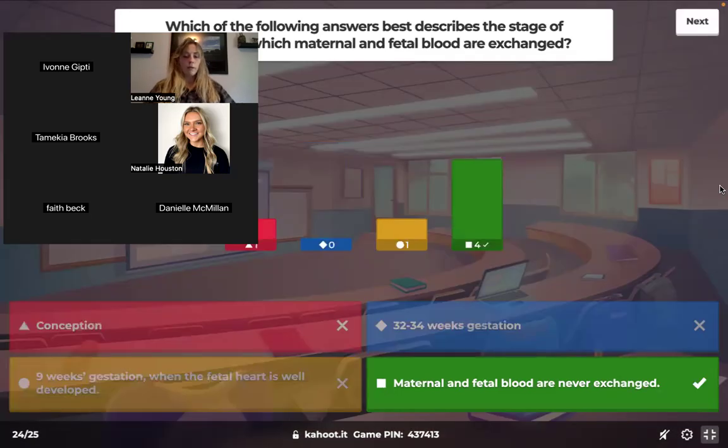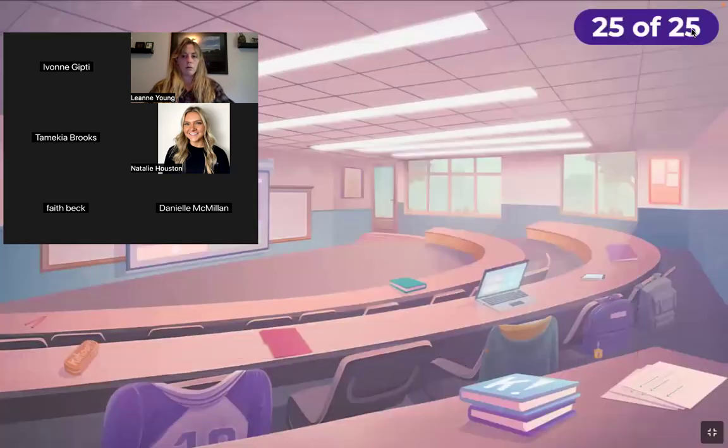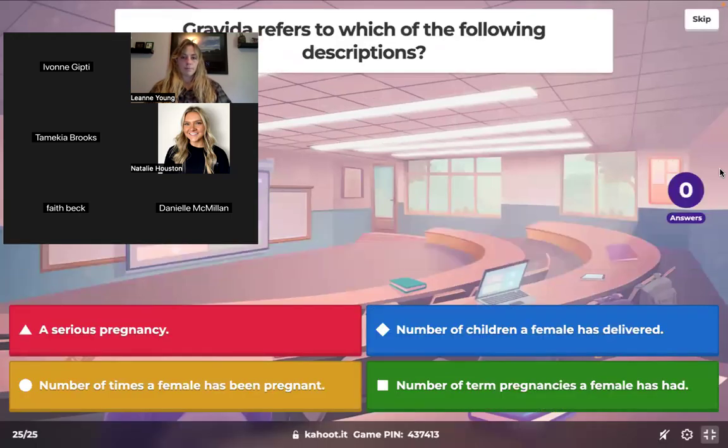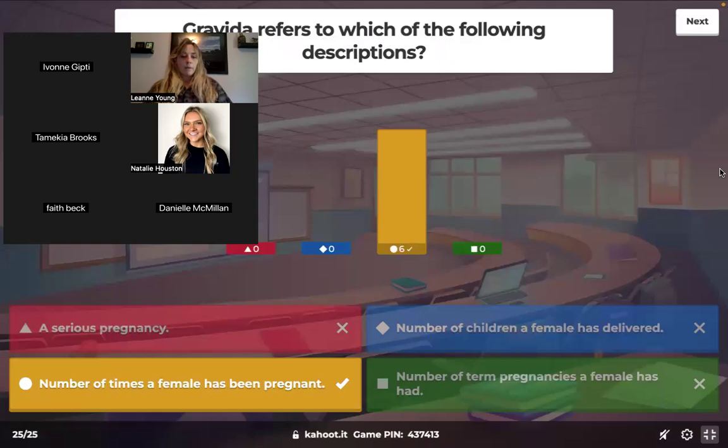Yes, so maternal and fetal blood are never exchanged. That's correct. Last one here. Yep, the number of times that a mom has been pregnant is her gravida. Regardless of the outcome of the pregnancy, the total number of pregnancies would be her gravida. So that would be the G in your mnemonic.